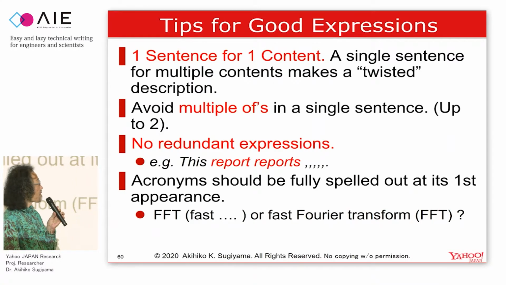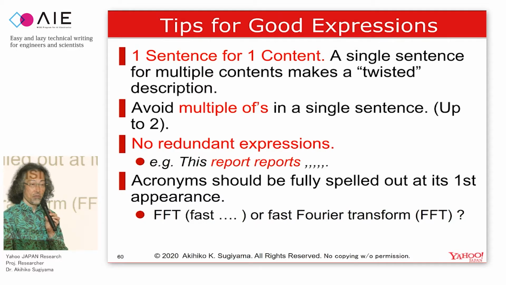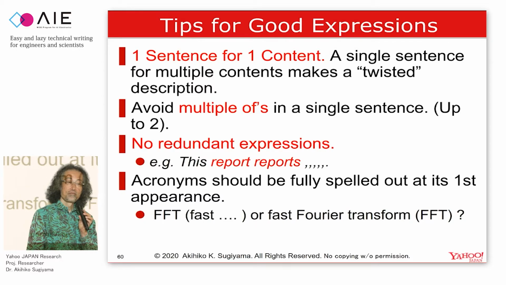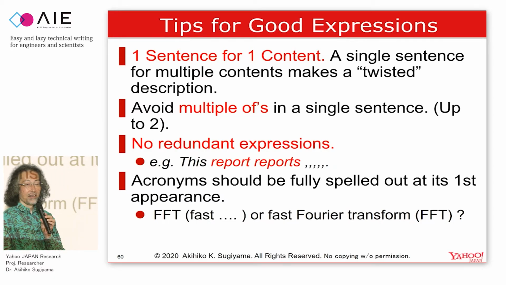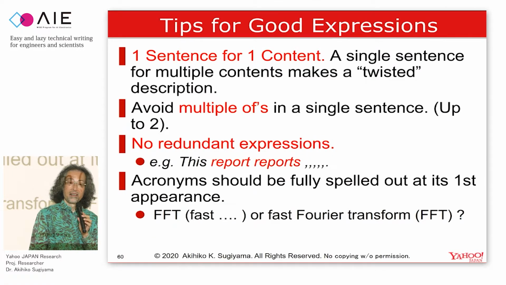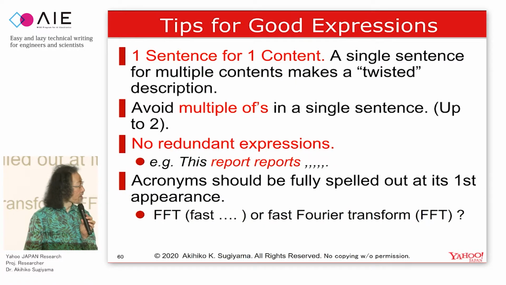A single sentence for multiple contents makes a twisted description. Sometimes the combination of the subject and the verb is twisted because you are naturally assuming the same subject, but actually you are describing something different. So it happens quite often when you are inexperienced.